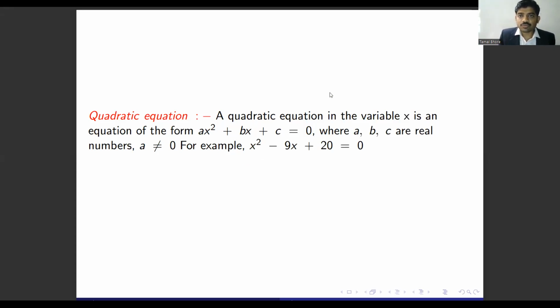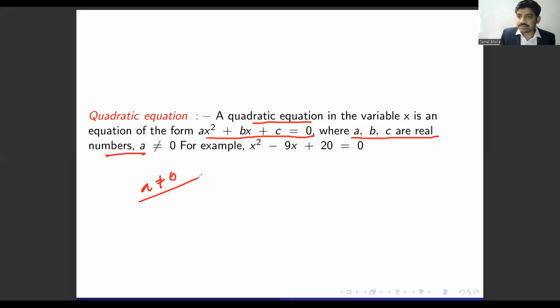Today I will discuss quadratic equation. This is a very important topic. So we will start with the definition. So what is quadratic equation? A quadratic equation in the variable x is an equation of the form ax square plus bx plus c is equal to 0, where a, b, c are real numbers. And one condition has to be satisfied: a is not equal to 0.